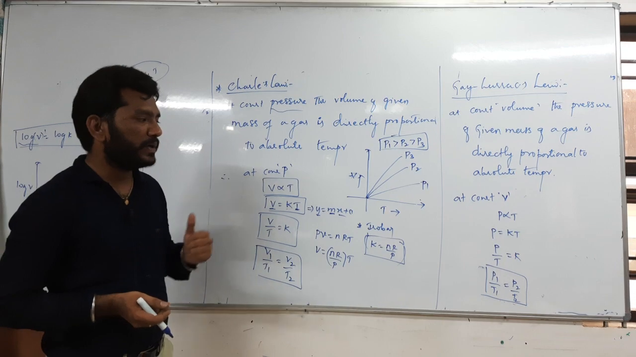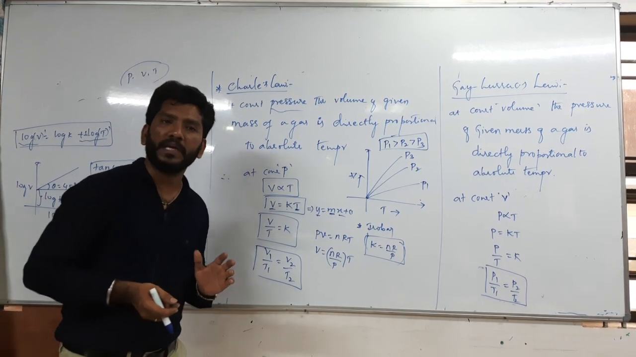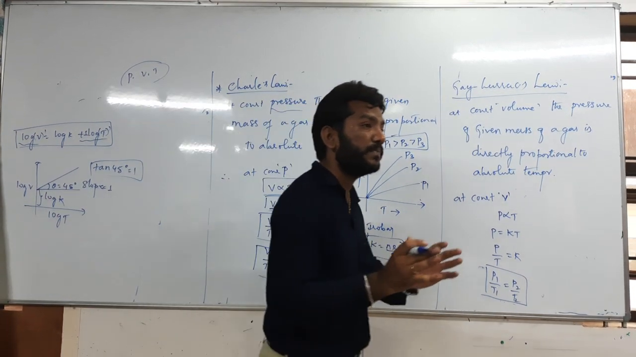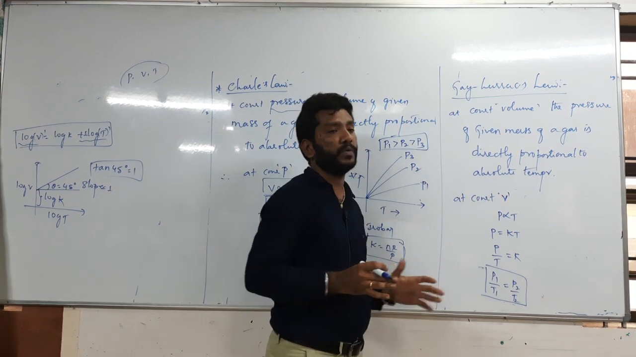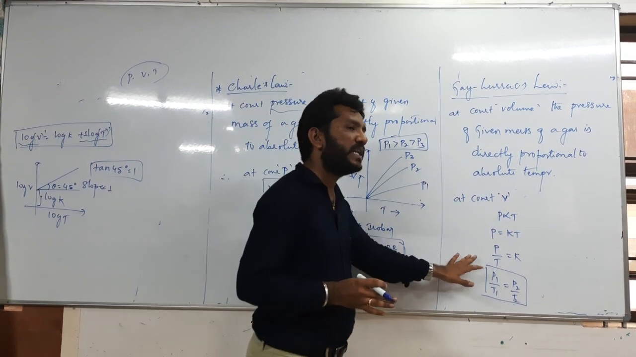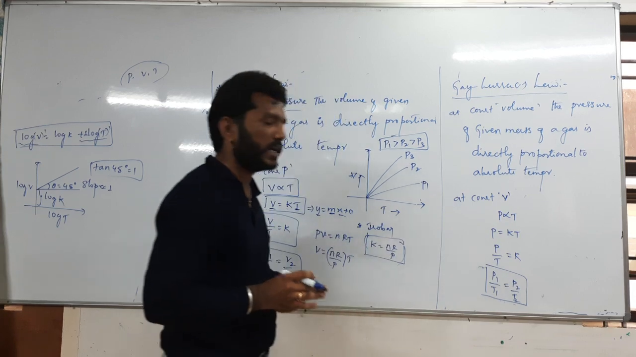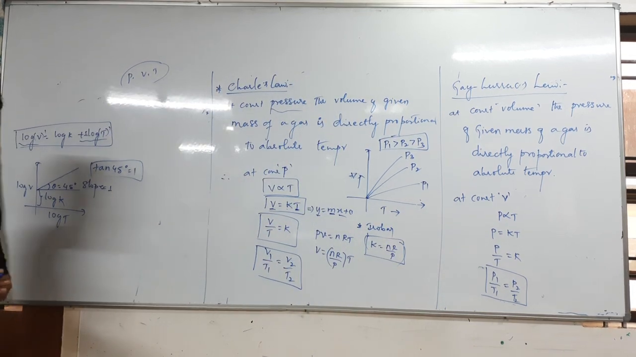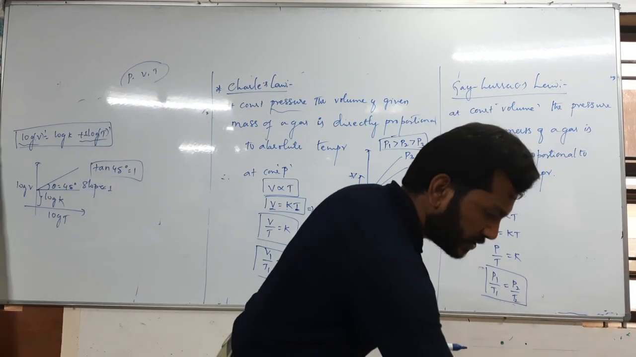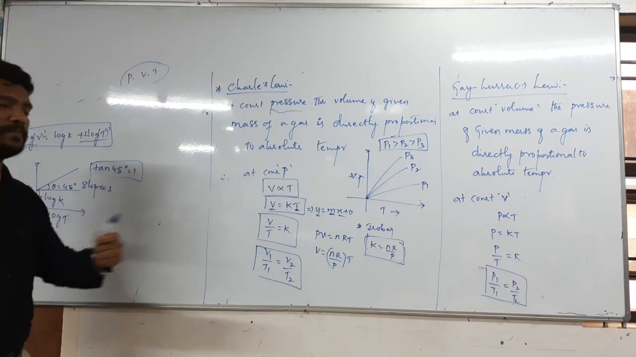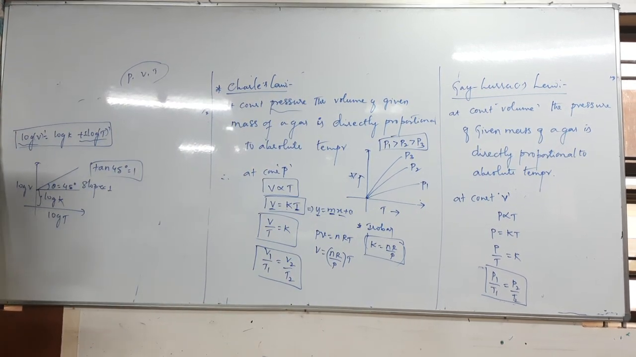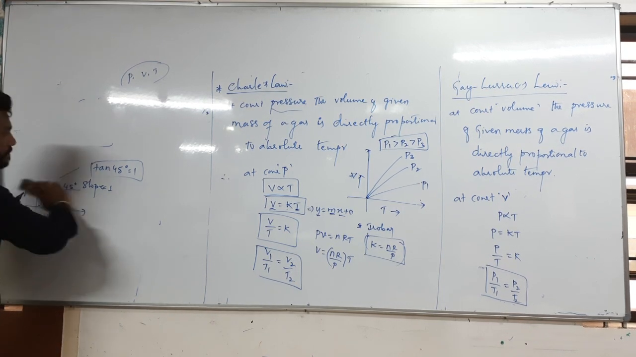So P1 divided by T1 equals P2 divided by T2, this is the actual equation belonging to the concept of Gay-Lussac's law. Now the graphical representation: at constant volume, if we plot a graph between pressure and temperature, what we get is called an isochore.